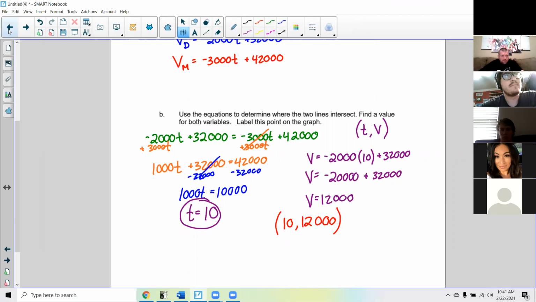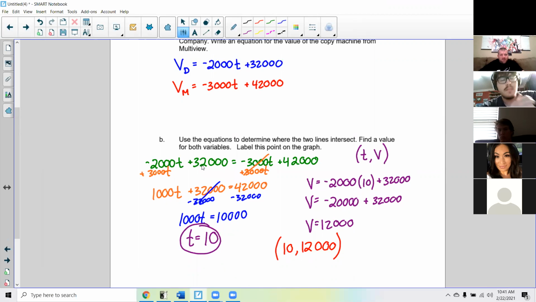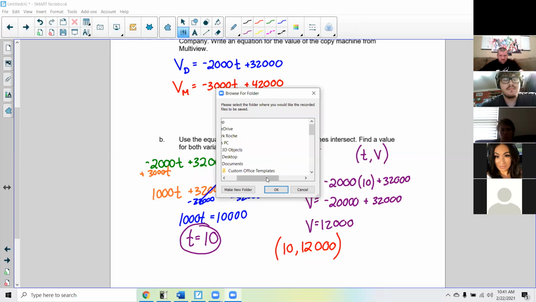Yep, no problem. Okay, so now I graphed where they start, 32,000 and 42,000. And I want to graph where they cross, 10, 12,000. Let me actually save this before. Hang on 1 second.